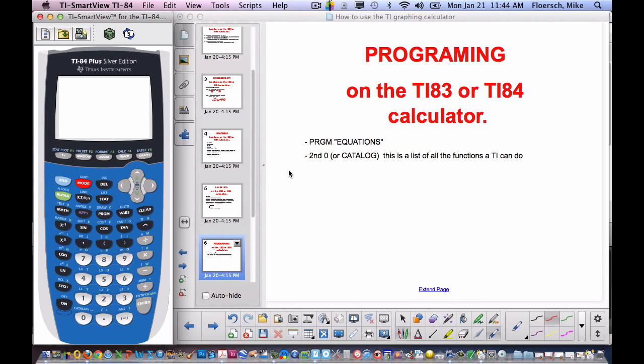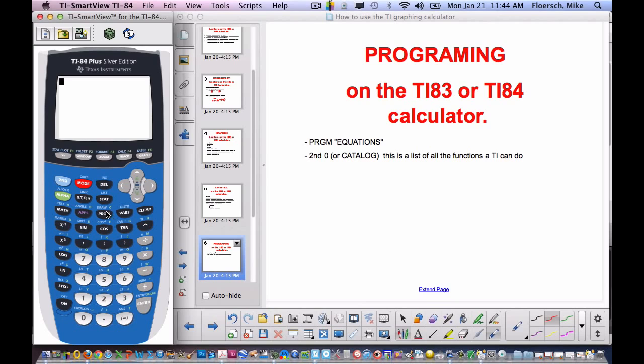Now we're going to work with something called programming. Programming on the TI-83 or 84. What's nice about the program key is that you can type in equations that you think, hey, I might need that for the test, and I'm afraid I'll forget. For example, Pythagorean theorem, a squared plus b squared equals c squared. So you can program some of those in.